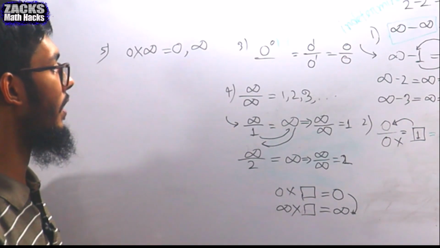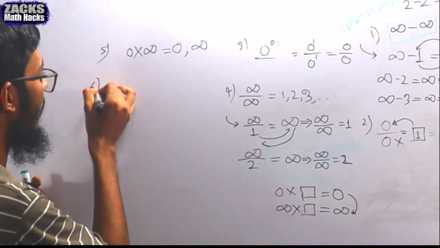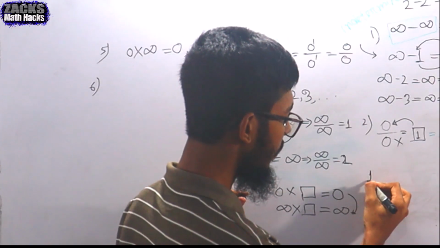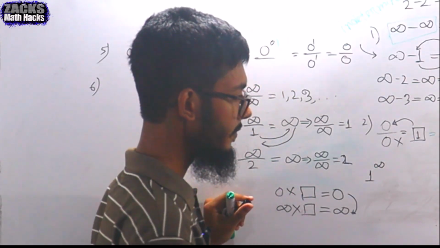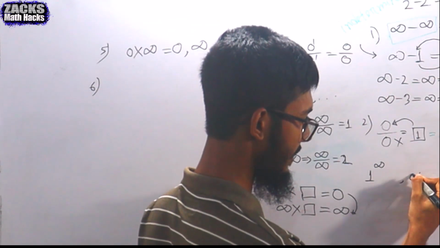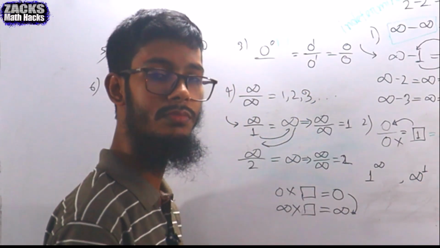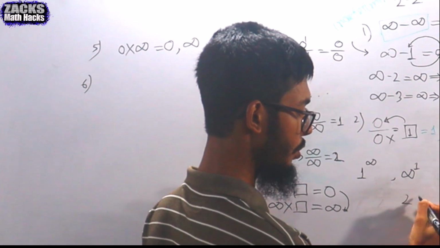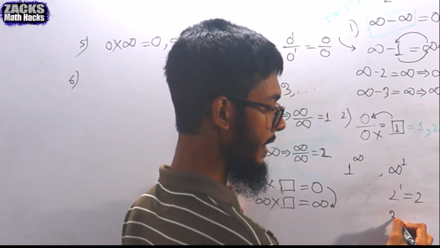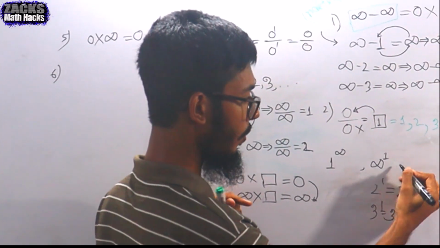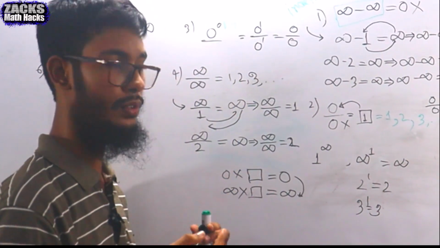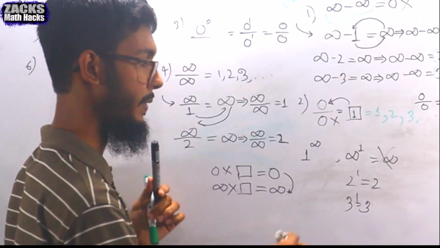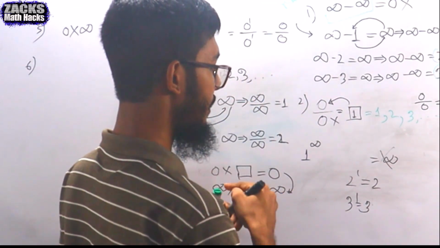Okay, for example, let's focus on another expression, like expression number 6. Just focus before 1 to the power infinity. If I asked you what is the value of infinity to the power 1? It's quite common sense. 2 to the power 1 means 2, 3 to the power 1 means only 3. So the answer is infinity only, only one value. So this is not an indeterminate form or indeterminate expression.